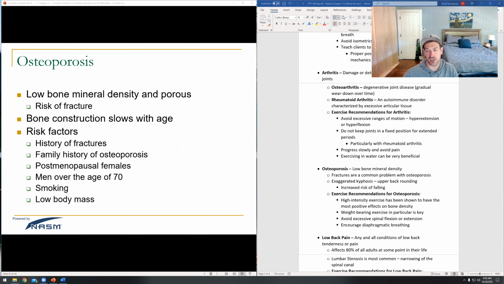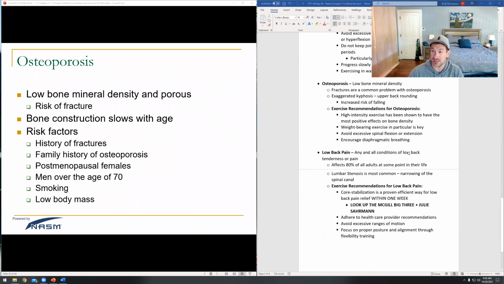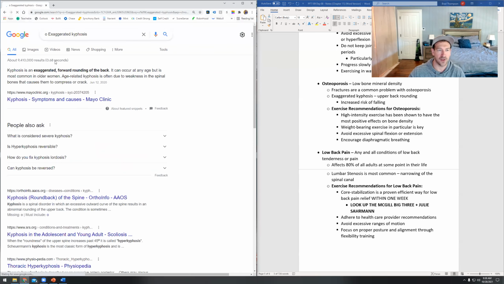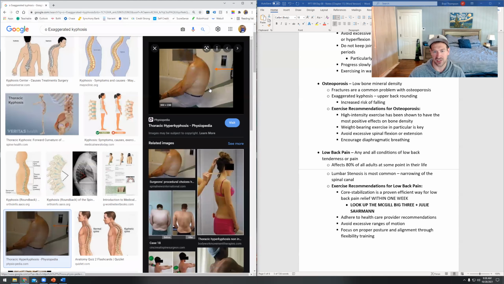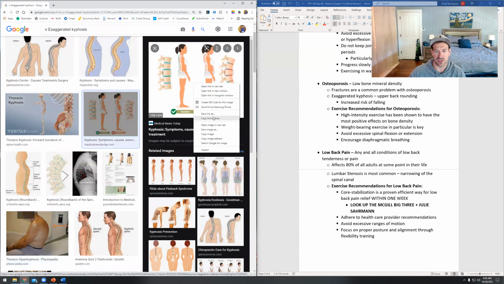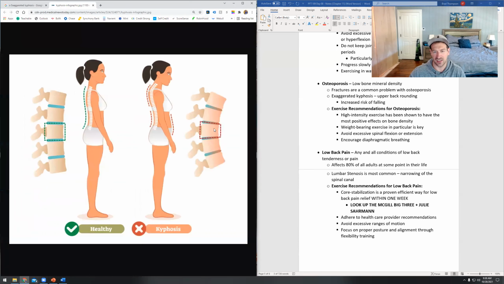Next one we've got is osteoporosis. This is that low bone density that we talked about, right? Obviously very, very common in our senior clients. Oftentimes fractures are a really common problem here. We're trying to avoid that. We will often see exaggerated kyphosis here. Remember, kyphosis is where we see that rounding of the upper back. You start to see this kind of thing right here. Very, very common in our senior clients, right? And what that's causing, as you see, is spacing problems in the spinal discs, right?